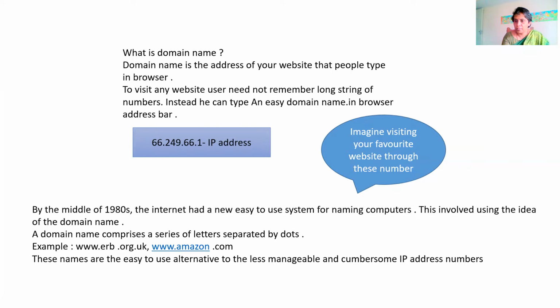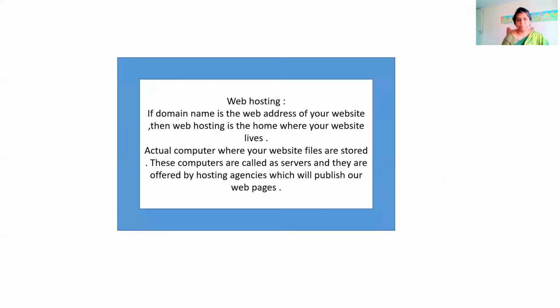So an IP address is a unique number allotted to any device. Might be a computer, might be a laptop, might be your mobile phone. Each one will have a unique number allotted to it. That's called an IP address.